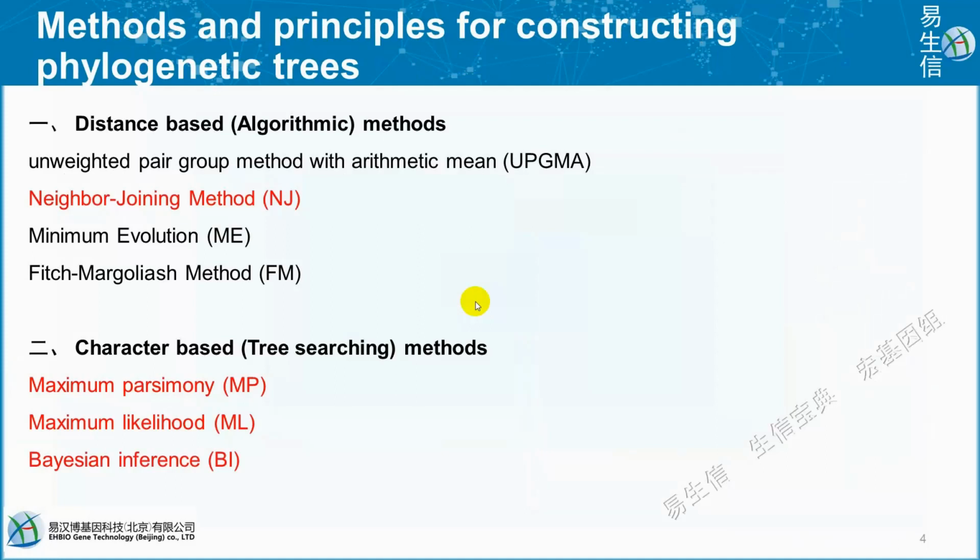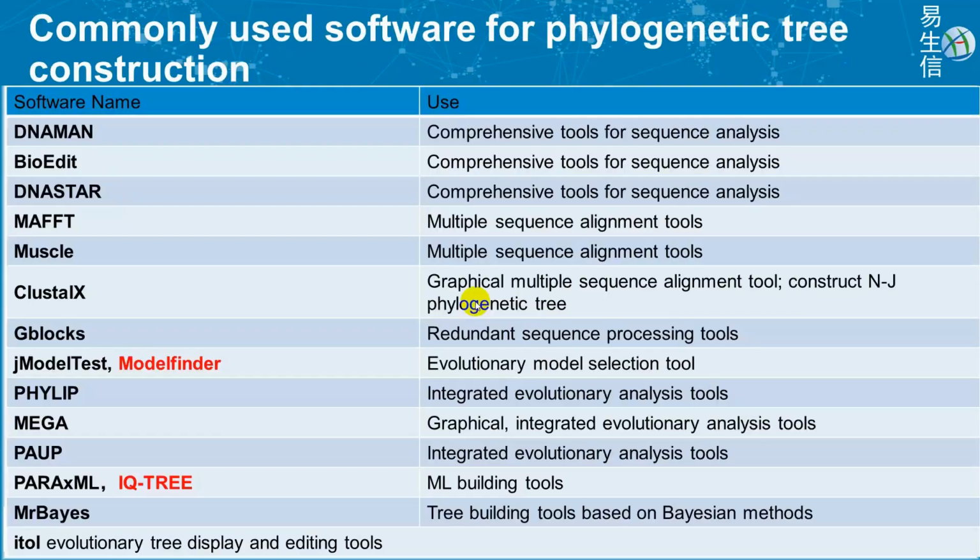There are several methods and principles for constructing phylogenetic trees, such as distance-based algorithm methods, which include unweighted pair group method with arithmetic mean, neighbor joining method, minimum evolution, and Fitch-Margoliash method. And character-based tree searching methods involve maximum parsimony, maximum likelihood, and Bayesian inference. And there is certain software which is used to construct phylogenetic trees. A list of software is given here, such as BioEdit, DNAStar, MAFFT, Muscle, ClustalX, Gblocks, PHYLIP, MEGA, and iTOL, an evolutionary tree display and editing tool.